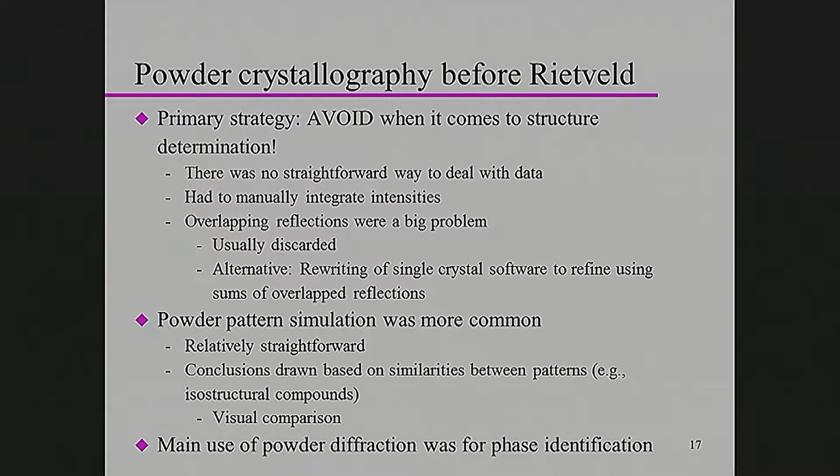What was much more common in the old days was the simulation of a powder pattern, because it was pretty easy, right? It follows the same laws of diffraction as single crystal diffraction. And what you basically then did was you drew conclusions based on whether patterns looked similar. Especially when you had isostructural compounds, that worked very well. So it was mainly based on visual comparison. Once again, mainly people used it to identify what phase or phases were present in their powder sample.